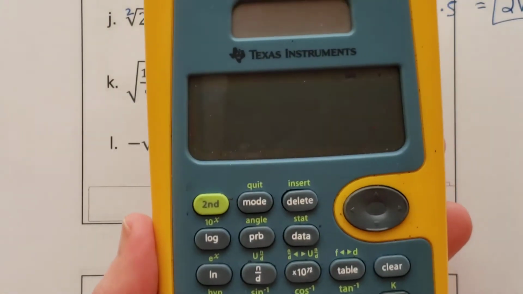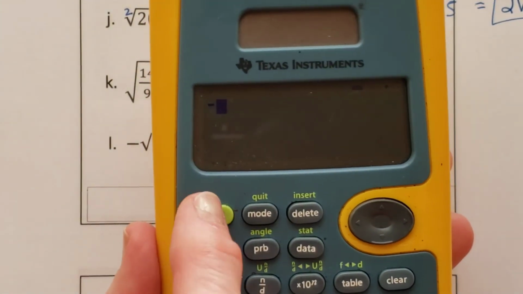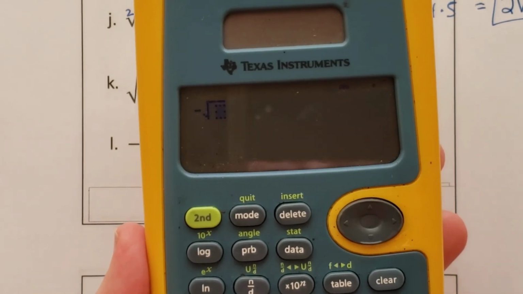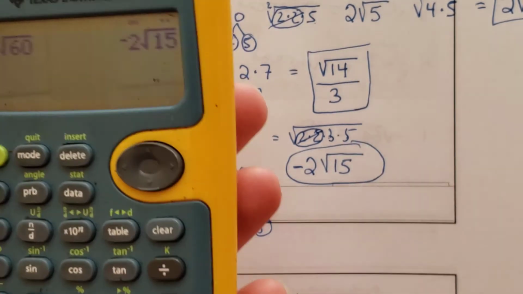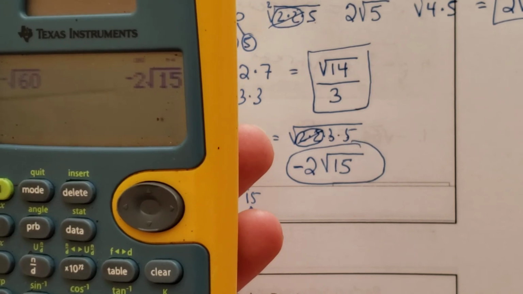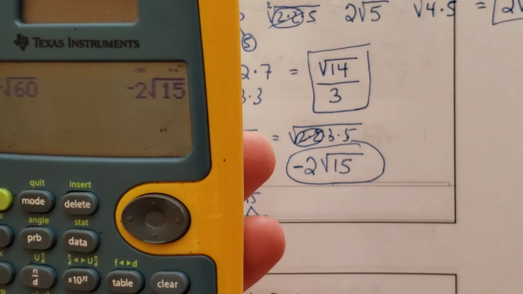All right, and then finally, the opposite of the square root of 60. And it tells me my answer is -2 square roots of 15.